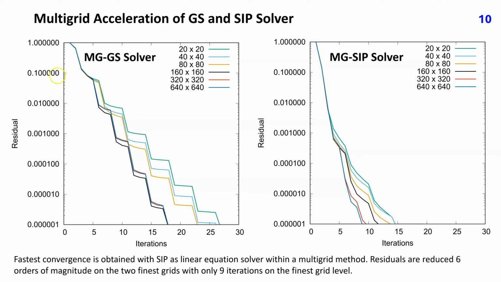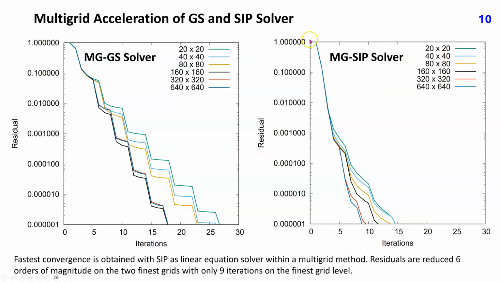The plot on the left shows the variation of residual norm with iterations when multigrid method is used with Gauss-Seidel solver as the smoother. The plot on the right shows the same information when SIP solver is used. In the plot on the left, we can recognize 2 iterations on the finest grid level within each V cycle, one before and one after V cycle ends. Each V cycle results in a reduction of residual norm by about 1 order of magnitude.